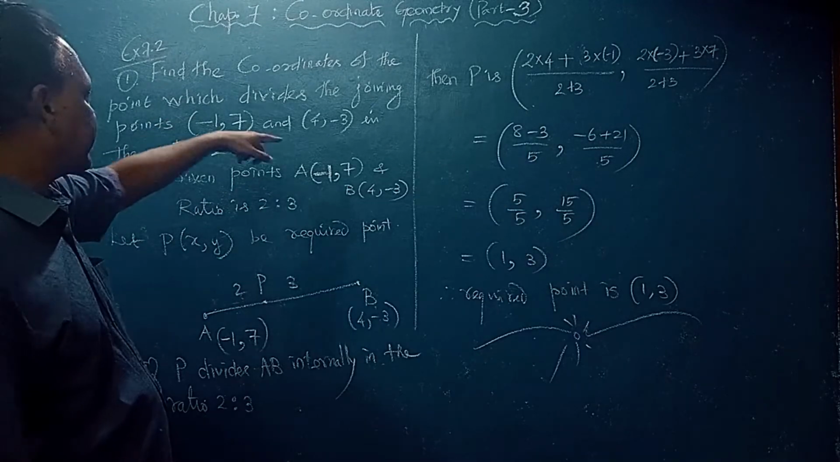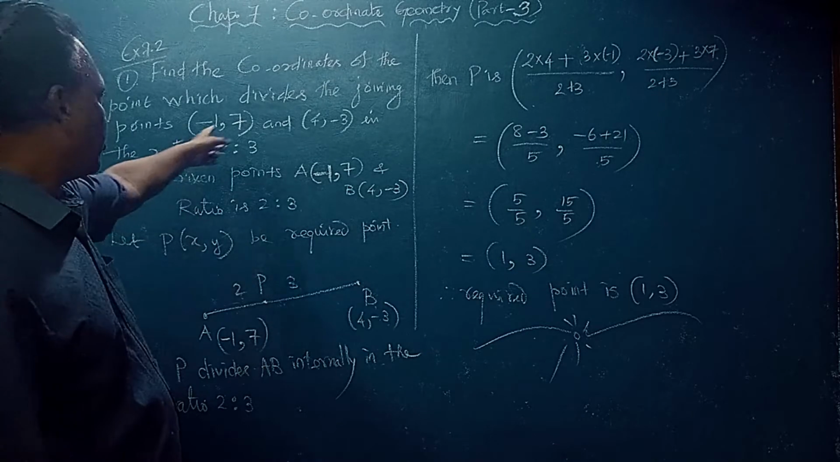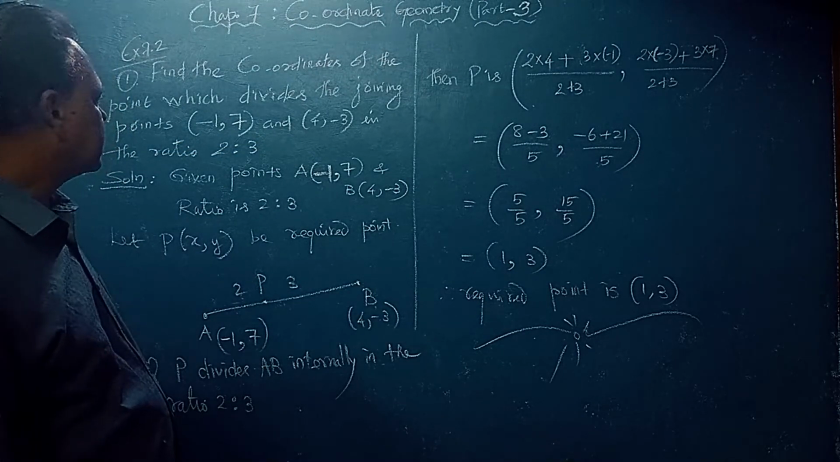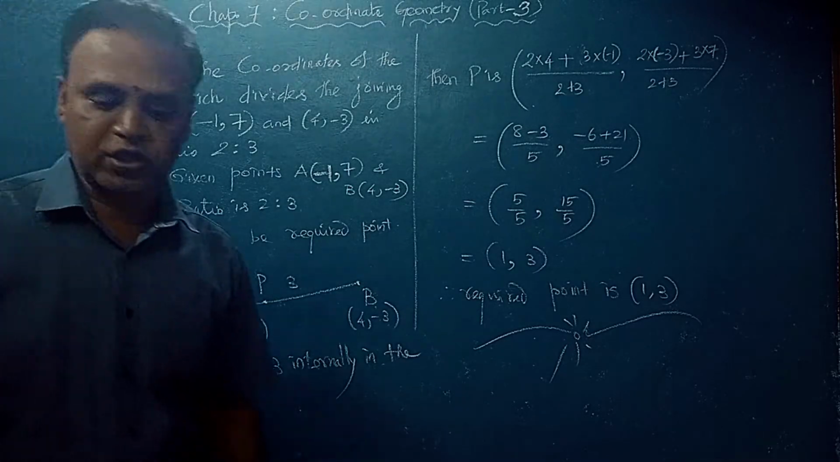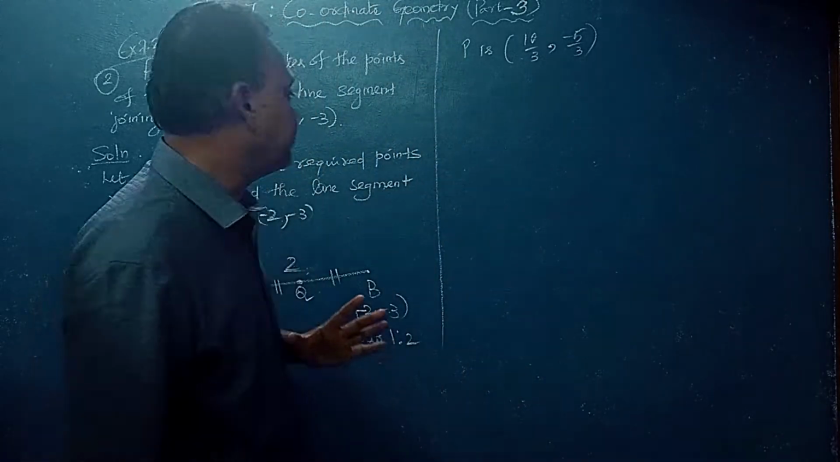Find the coordinate when the ratio and 2 points are given. Okay, so very simple. Thoroughly practice. You will see the second problem, a very important problem. Okay, so read the problem.